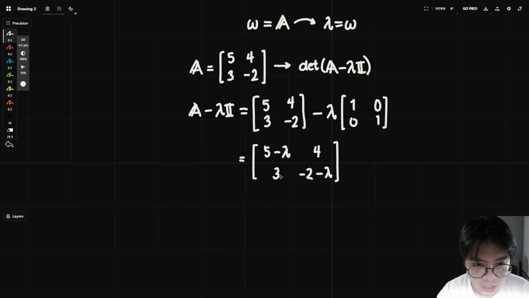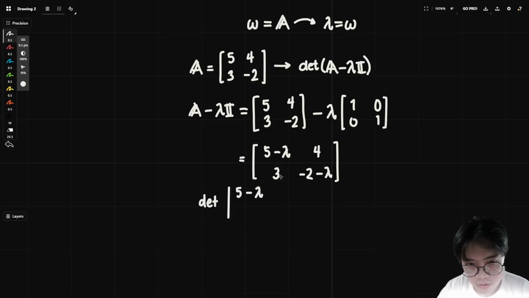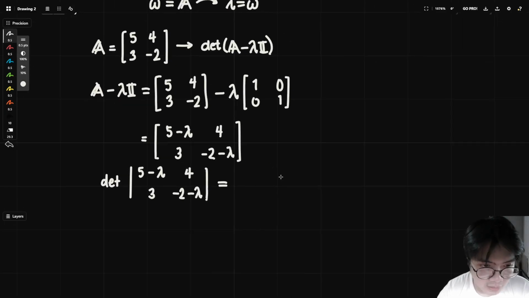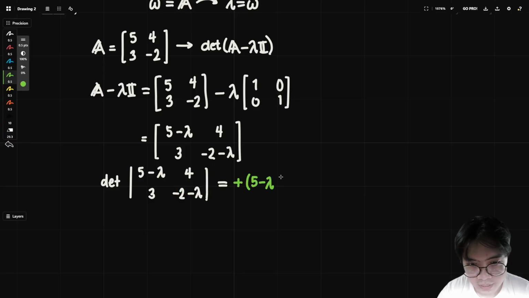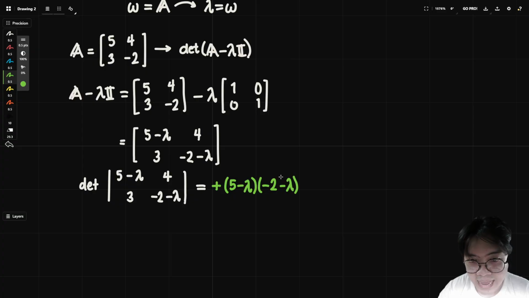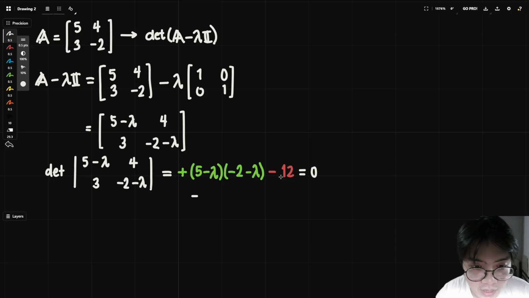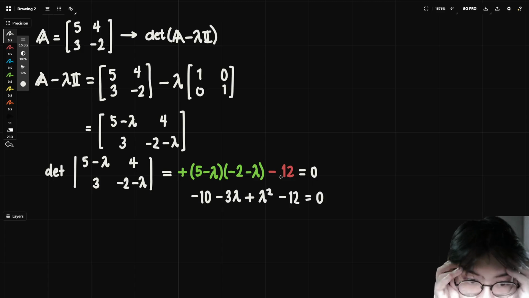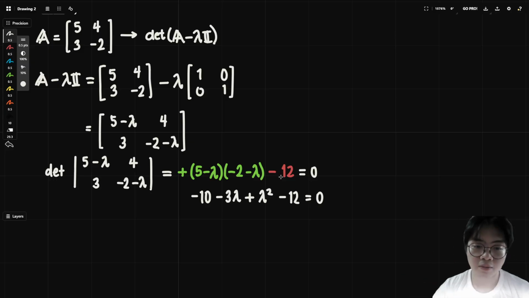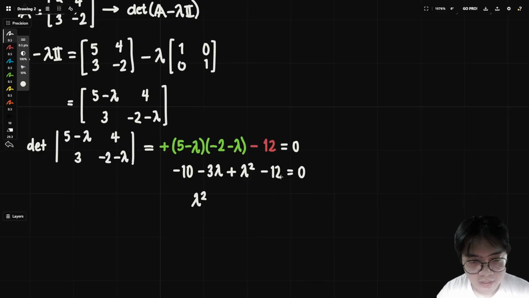And what are we supposed to do? The determinant of this, we can just get through the wicker basket method. Going down, it has a positive sign. So positive 5 minus lambda times negative 2 minus lambda, and then minus 3 times 4, which is 12. This should be equal to 0. Let's expand: negative 10, 2 lambda minus 5 lambda, which is negative 3 lambda, and then minus 12 is equal to 0. Is that right? Negative 10, negative 5 lambda, positive 2 lambda. Yes, that is what we'll have. Now let's rearrange this: lambda squared minus 3 lambda minus 22 is equal to 0.